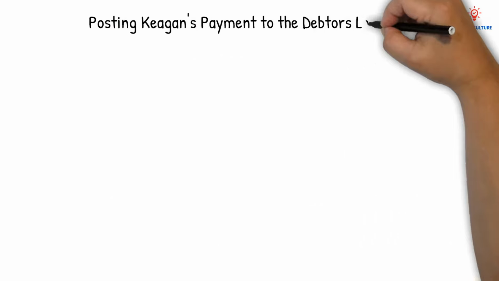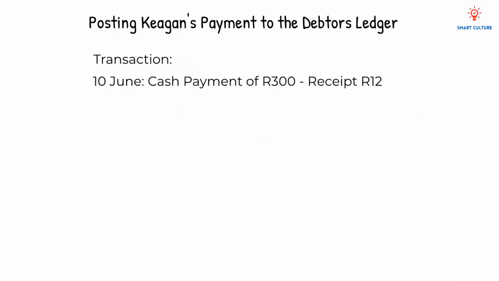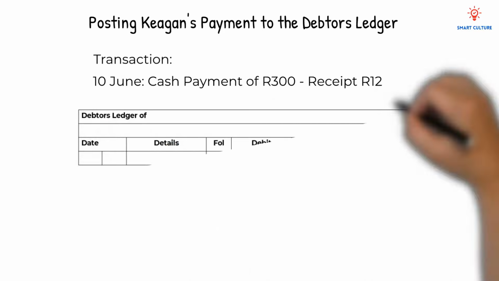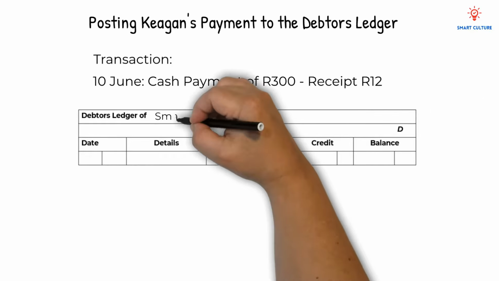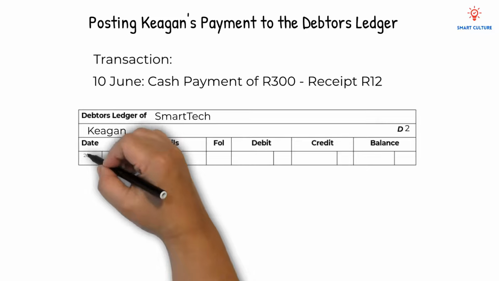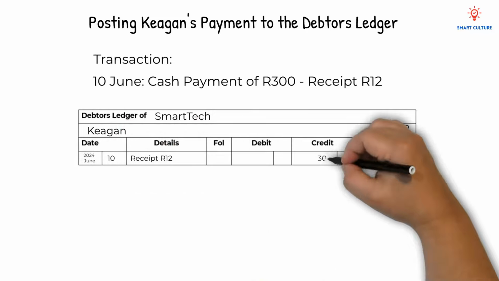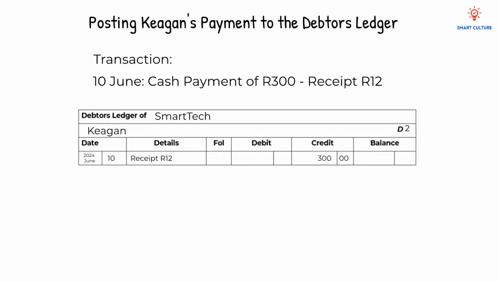Let's now look at Keegan's transaction. On the 10th of June, Keegan paid R300 on his account and received receipt R12. We also post Keegan's payment to his Debtors Ledger account. This is a credit because it reduces his debt.